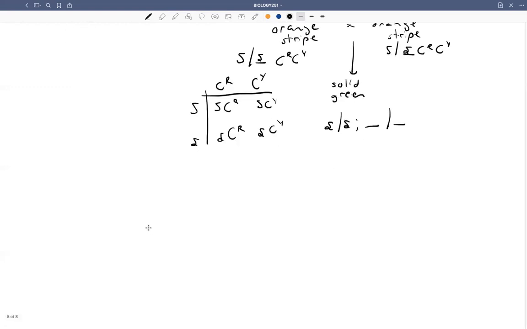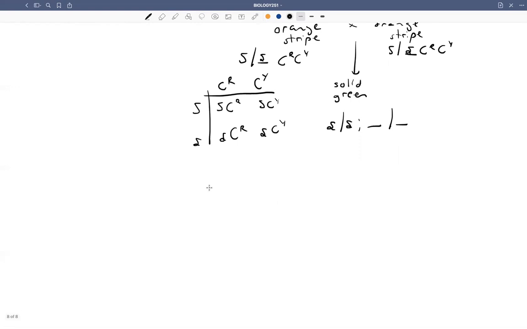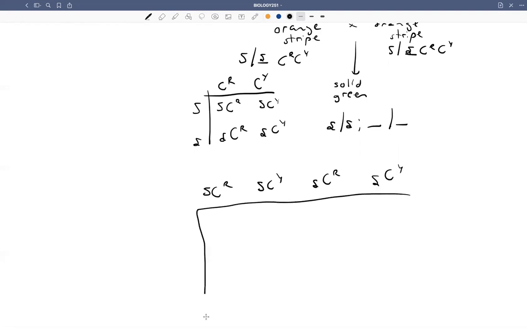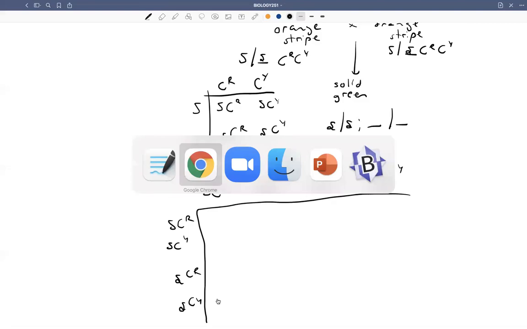All right, so 4 possible gametes for each. Oh my goodness. Big S CR, big S CY, little s CR, little s CY, across the top. And the same down the side: big S CR, big S CY, little s CR, little s CY. Maybe we could save some time here.